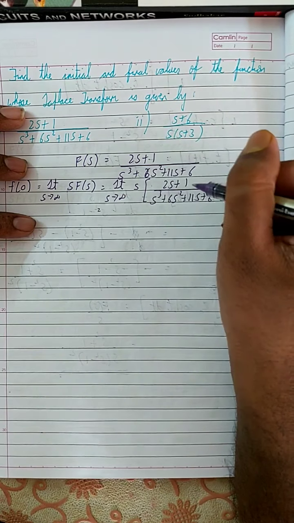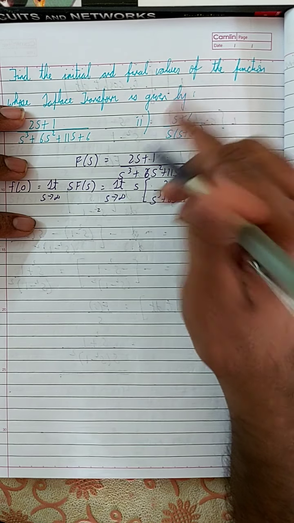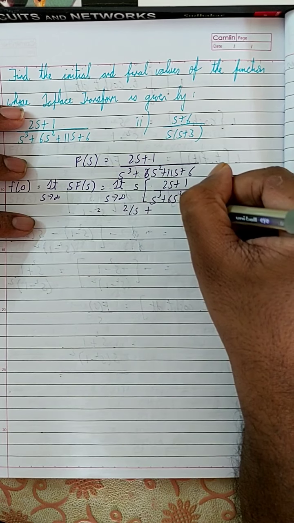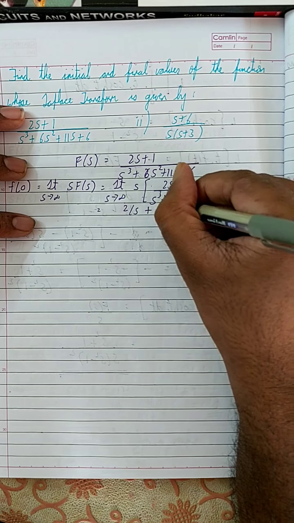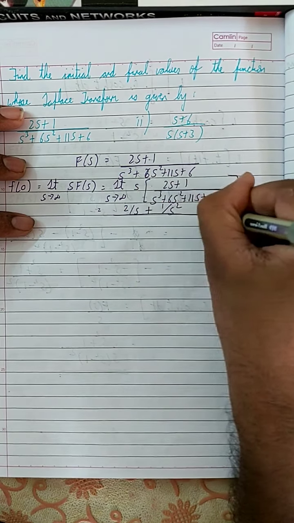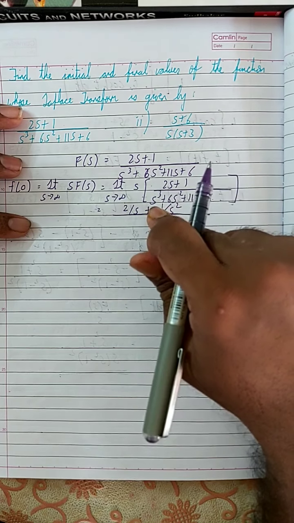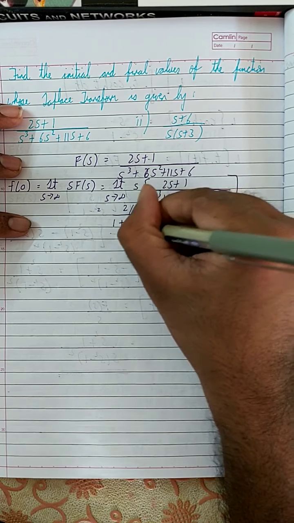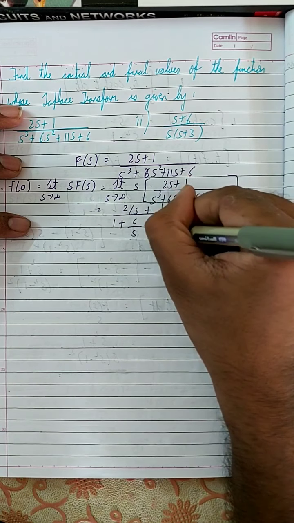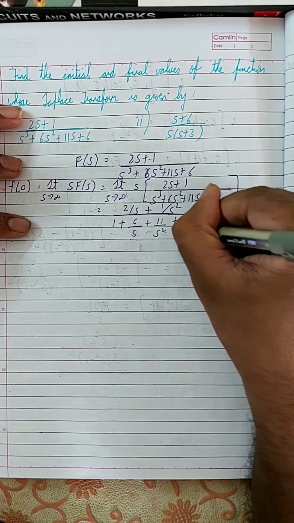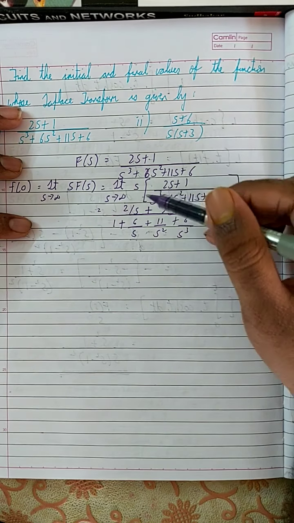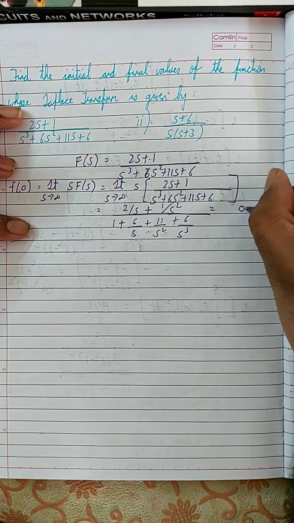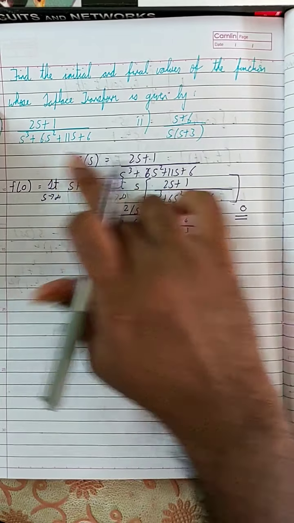Therefore 2s square by s cube is 2 by s, plus s by s cube, which is 1 by s square, over 1 plus 6 by s plus 11 by s square plus 6 by s cube. If I substitute the value, it is nothing but 0 plus 0 by 1 plus 0 plus 0 plus 0, which is 0. Therefore the initial value of this function is 0.